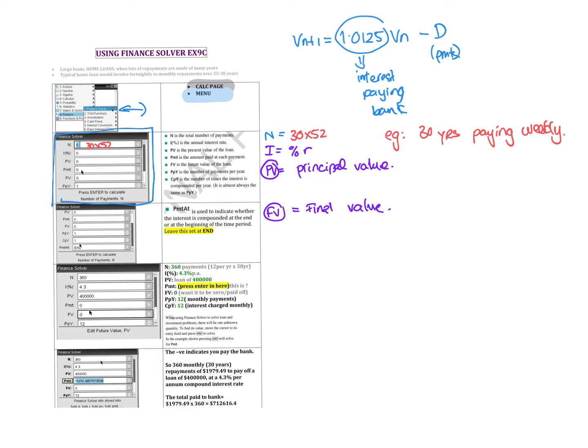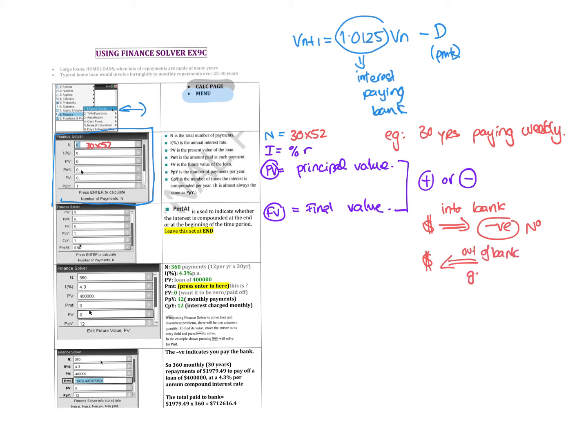What you're going to see with these two numbers is that they can be positive or negative. When you're putting money into the bank, so that means you're giving it to the bank, it's a negative number. If the money is coming out of the bank and going to you, it's a positive. I always think of it as happy times: the money is coming to you, you're going to have it in your hands, or negative, you've got to give it to the bank.